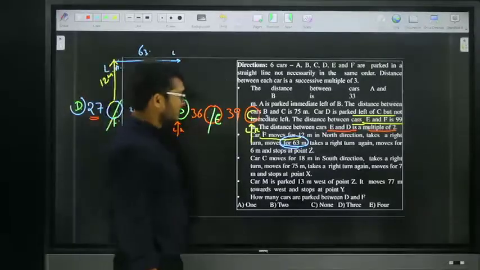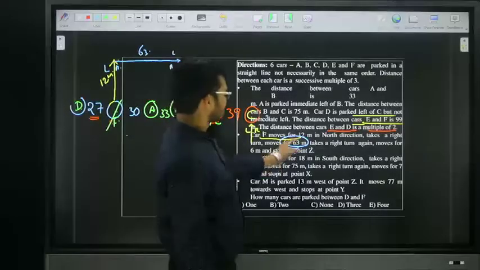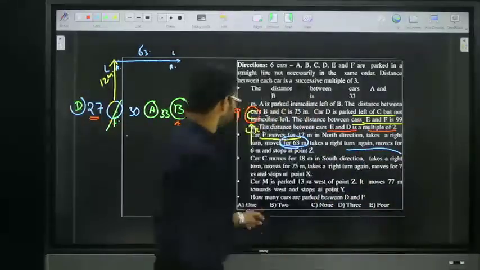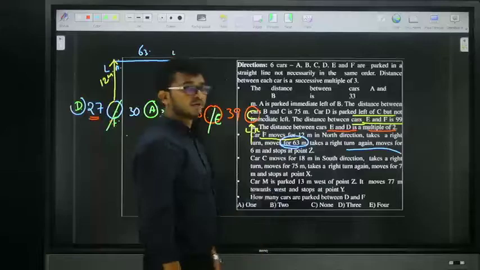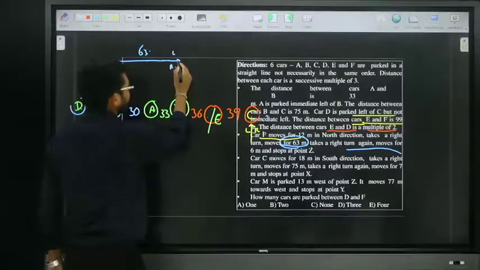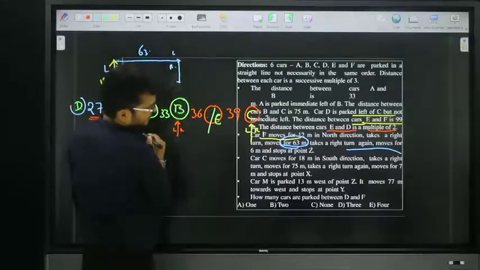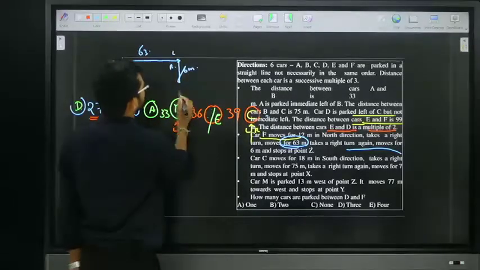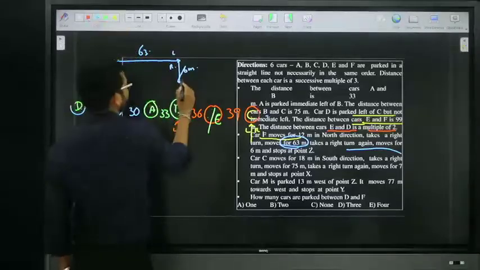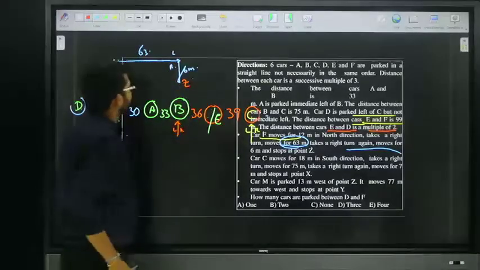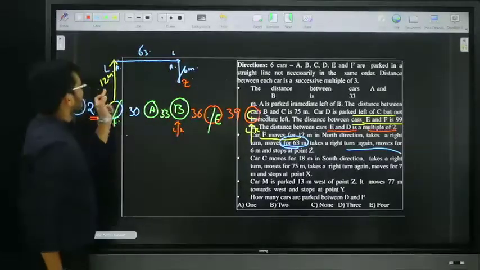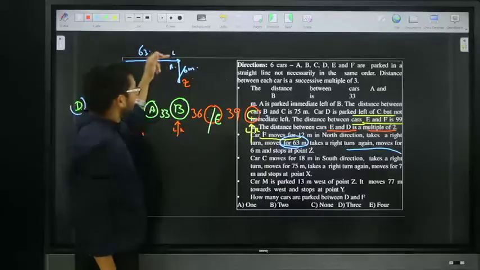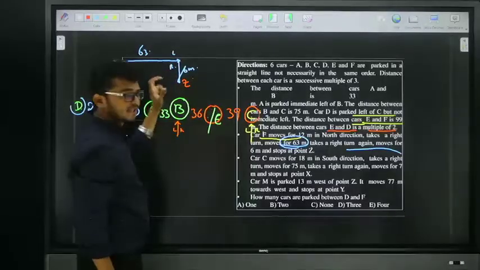After the 63 meter, it takes a right turn, again moves for 6 meter and stops at point Z. Yes. Now friends, again, car F moves for 12 meters in north direction, then takes a right turn, moves for 63 meter, again takes a right turn, moves for 6 meter and stops at point Z.